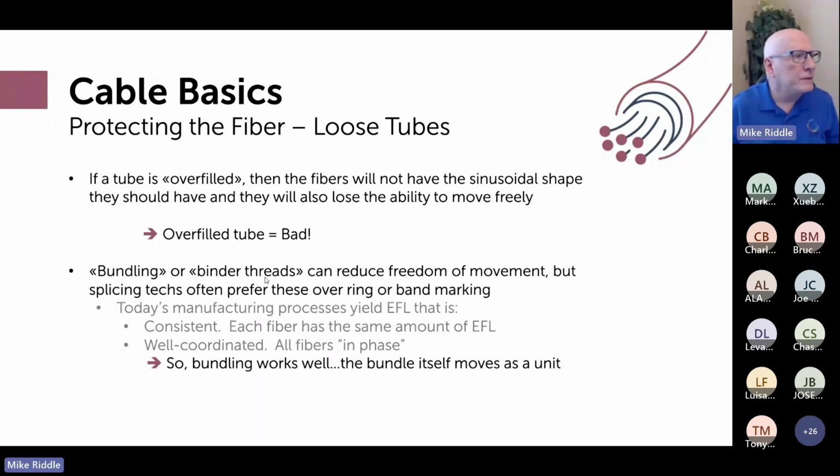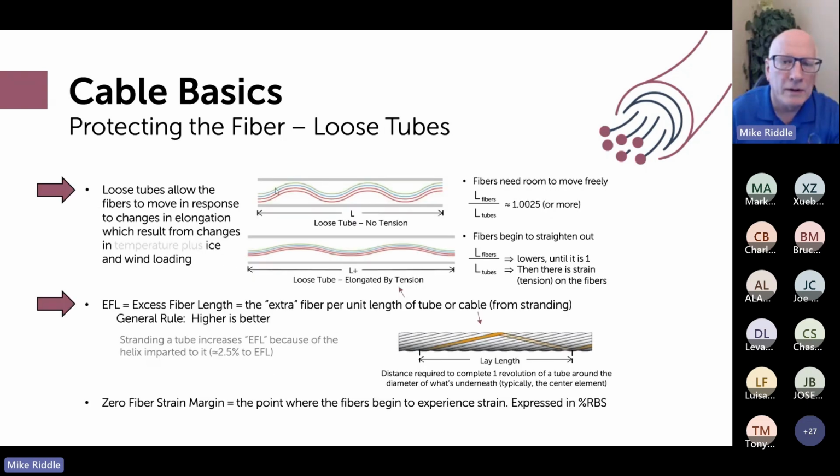And it works because if you go back and look at your loose tube, the way it's drawn in this picture here, you see each of the fibers has the same amount of excess fiber length to them, and they're in phase with one another. 30 years ago, that wasn't always the case. One fiber might look like what you see in the picture, and another fiber might be out of phase, or it might have a slightly longer period to it. You had more what I term loosey-goosey loose tube. But today, each and every fiber is consistent and in phase.